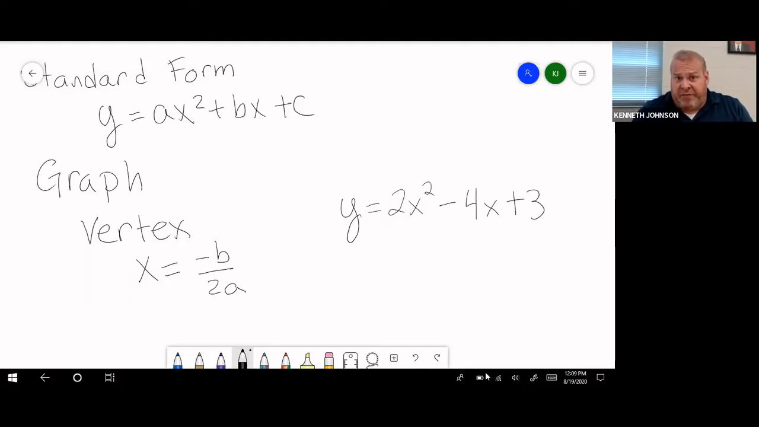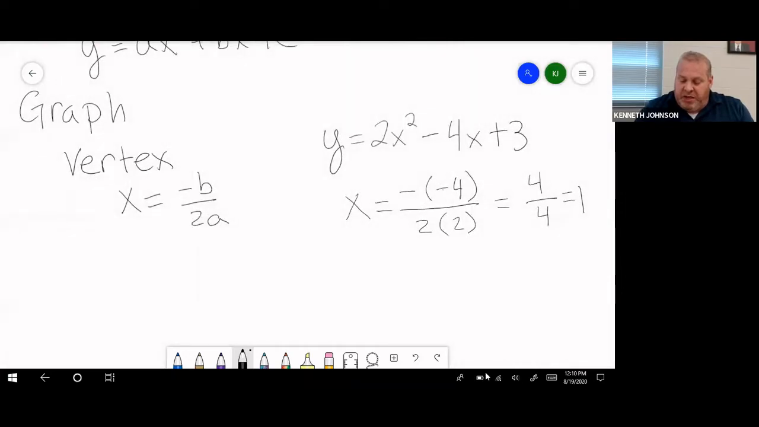All right, so if I do x equals negative b over 2a, this means x equals negative, and I'm going to put b in parentheses here because b is also negative. Negative 4 all over 2 times a. And a here is in front of x squared, so it's also 2. A negative and a negative make a positive. 2 times 2 is 4. So I get the x value of my vertex is equal to 1. So I know my vertex is going to be at 1 comma something. I don't know what the something is yet.